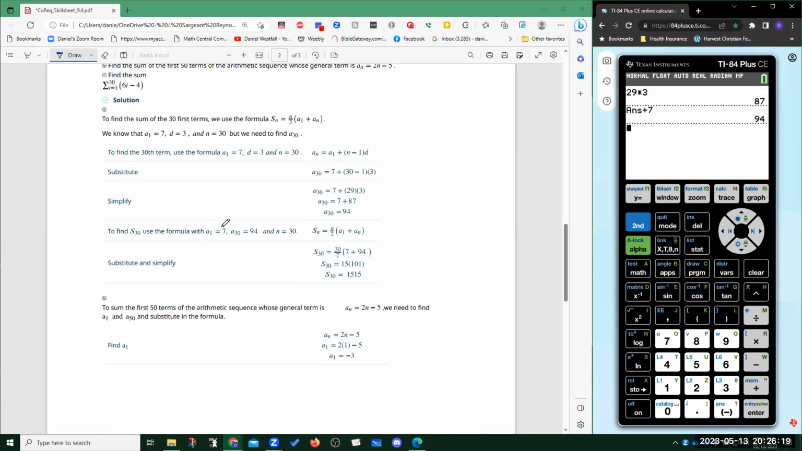We go ahead and we say our A1 was 7, our A30 was 94, and our N was 30. So we should be able to plug it into this SN formula now. The S30, which means the 30th partial sum. We haven't talked about what partial sums are, but the sum of the first 30 terms, 30 divided by 2 times 7 plus 94. 30 divided by 2 is 15. 94 plus 7, 101. 101 times 15 is 1515.